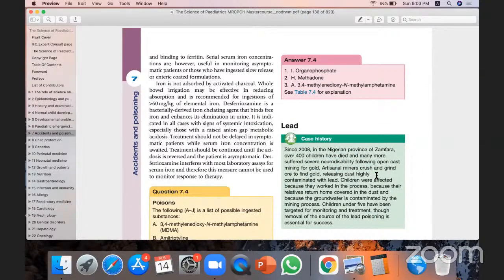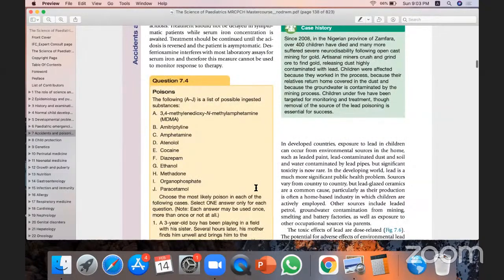Remember, we already discussed iron is not absorbed by activated charcoal, so don't give it. Irrigation also we don't recommend. Desferrioxamine is the treatment because it binds and causes chelation. Treatment should not be delayed. Treatment should be continued until the acidosis reverses and the patient is asymptomatic.